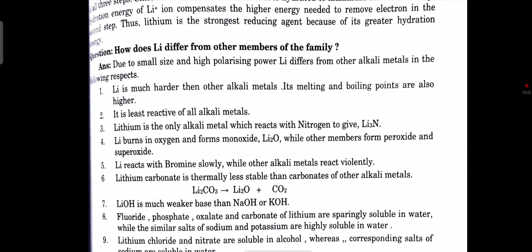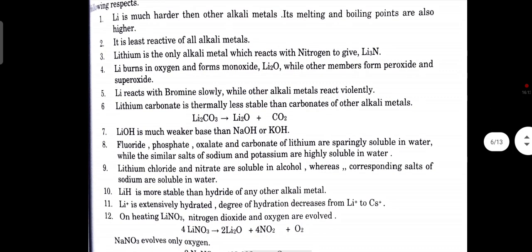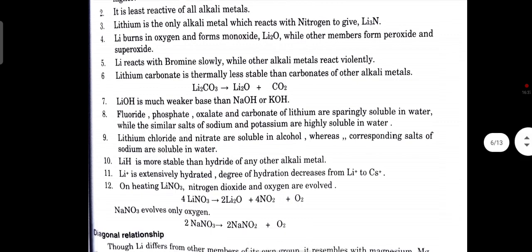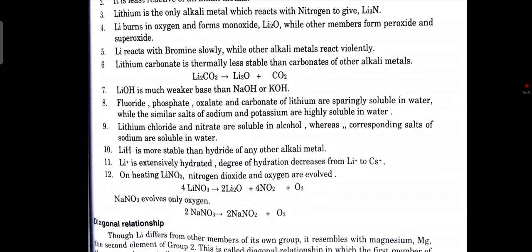Lithium is the only alkali metal which reacts with nitrogen to give Li3N. Lithium burns in oxygen to form the monoxide Li2O, while the other members form peroxides and superoxides. Lithium reacts with bromine slowly, while other alkali metals react violently. Lithium carbonate is thermally less stable than the carbonates of other alkali metals. LiOH is a much weaker base than NaOH and KOH.